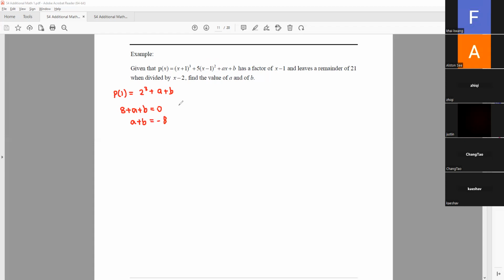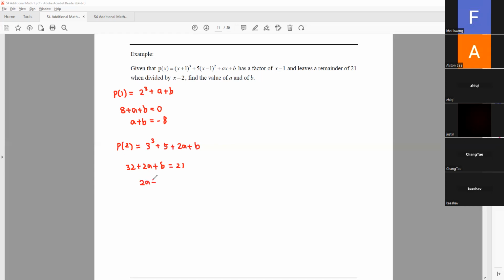Then we proceed to the next equation. So we got a and b. When you see a and b, you know you need to form another equation. Okay, so next, it leaves a remainder of 21 when divided by x minus 2. So now I know I let x be 2. So it becomes 3 cubed plus 5 plus 2a plus b. So this is the remainder when it is divided by x minus 2. The question also said that the remainder is 21. So now I know that this 32 plus 2a plus b is equal to 21.